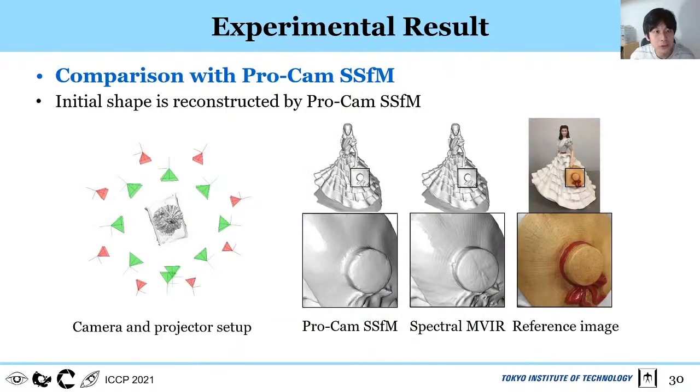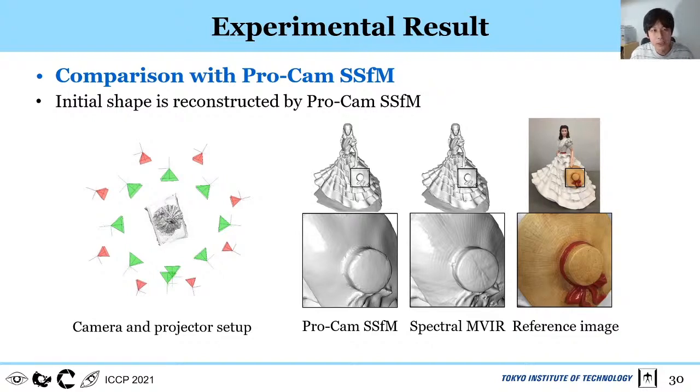We also combine our spectral MVIR with the ProCom SFM system, which uses a projector as hyperspectral illumination. Left shows the camera and projector setup, and right is a comparison of the 3D shape between the results generated from ProCom SFM and our spectral MVIR. In this experiment, our method used the 3D shape generated by ProCom SFM as the initial shape.